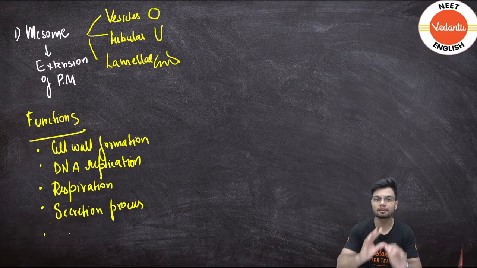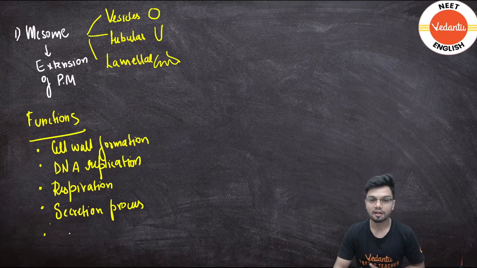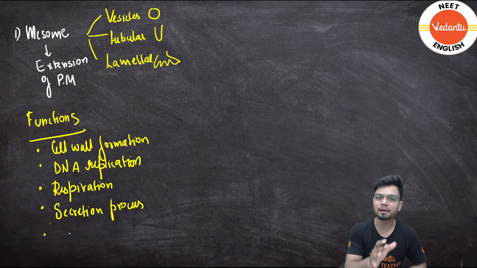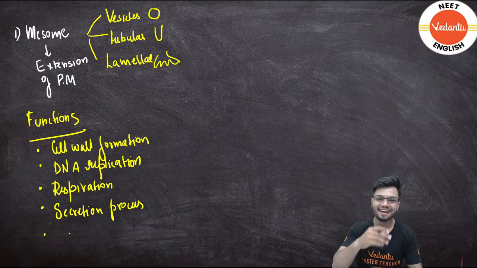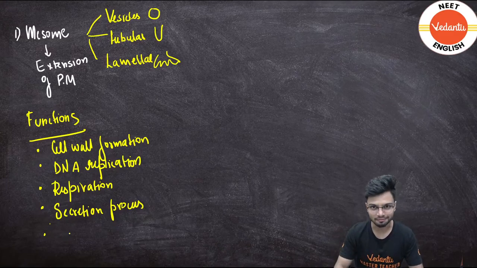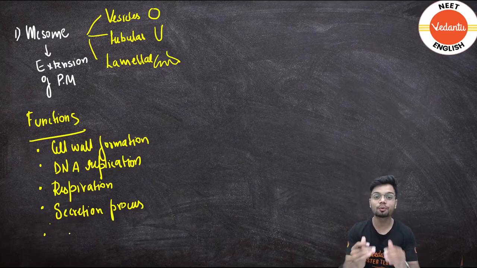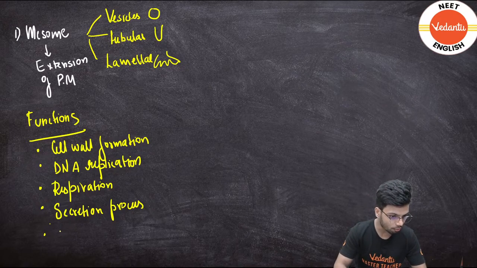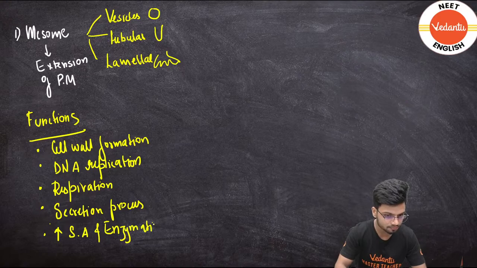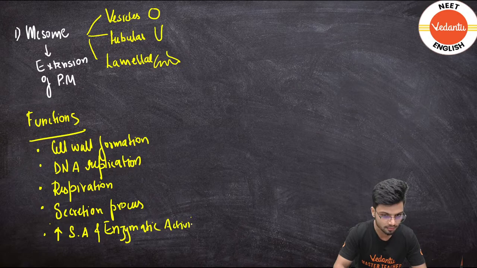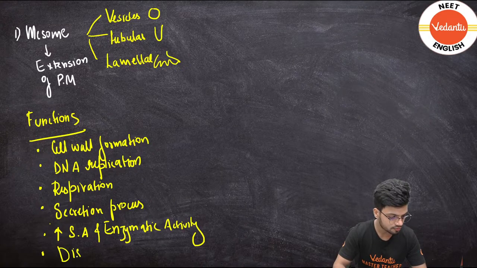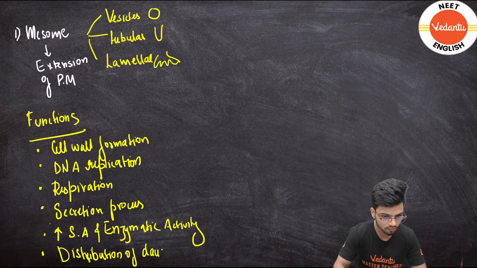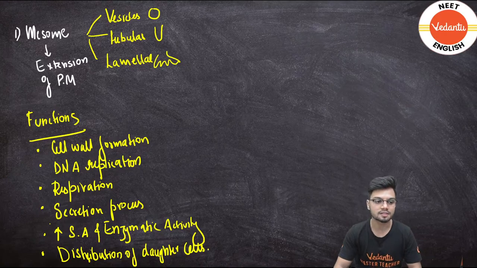Now, in biology, in your small intestine, we have the villi. Then in lungs, we have alveoli. Every single time there is a folding. What is the main function of the folding? The main function of any type of folding in biology is to increase the surface area. So just like every single folding, mesosome also does what? Mesosome also increases surface area, as well as enzymatic activity. The last one, which is also mentioned in your NCERT, is distribution of daughter cells.